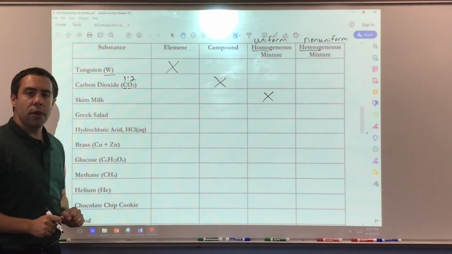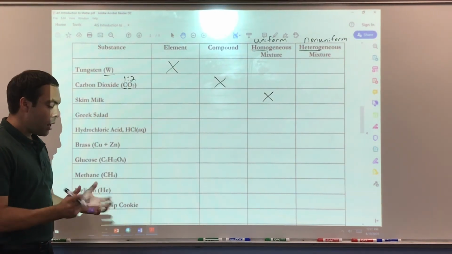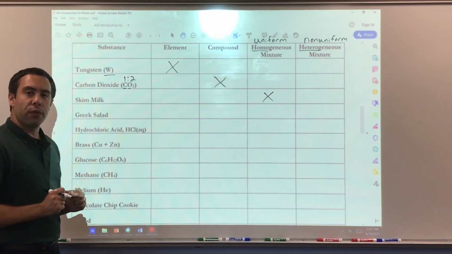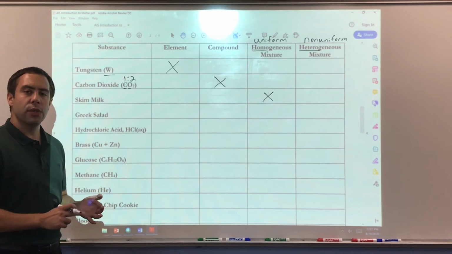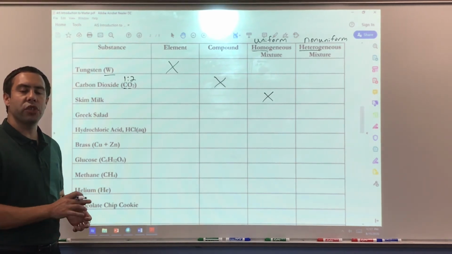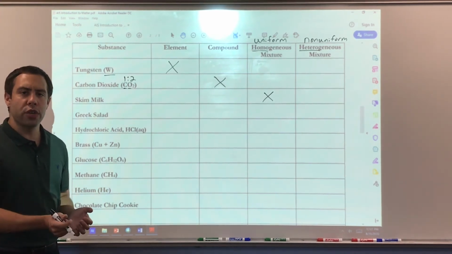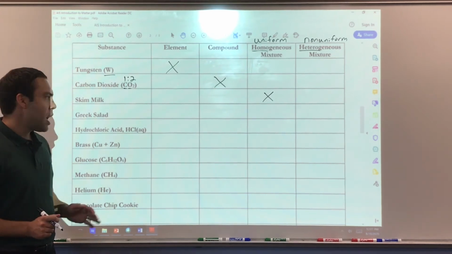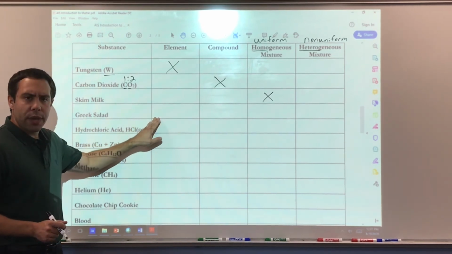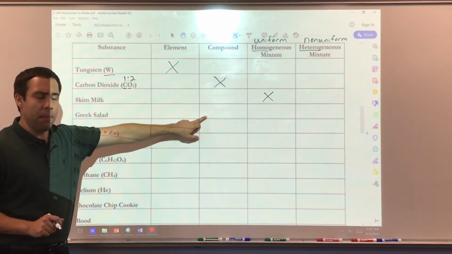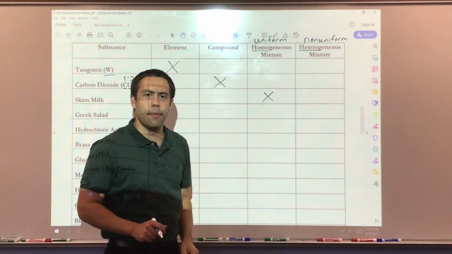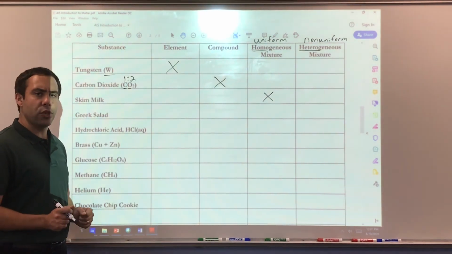For the fourth one, we have Greek salad. If we had a bowl of Greek salad in front of us, you would see lettuce, tomatoes, cucumbers, black olives, chickpeas, feta cheese, Greek dressing, maybe some other things. Obviously, there's no element that's a Greek salad, and there's no combination of elements to make a compound that would be Greek salad. So once again, we're on the right side, either homogeneous or heterogeneous mixture.